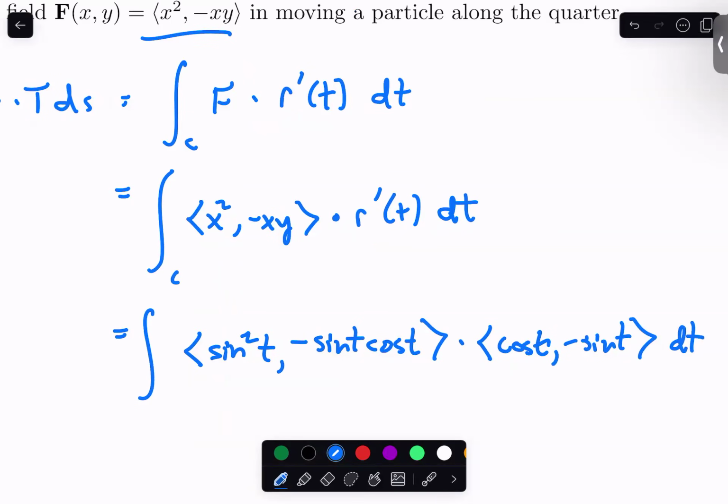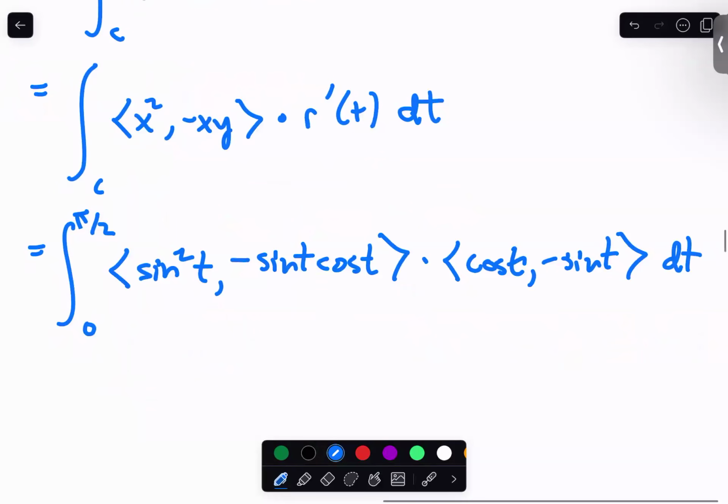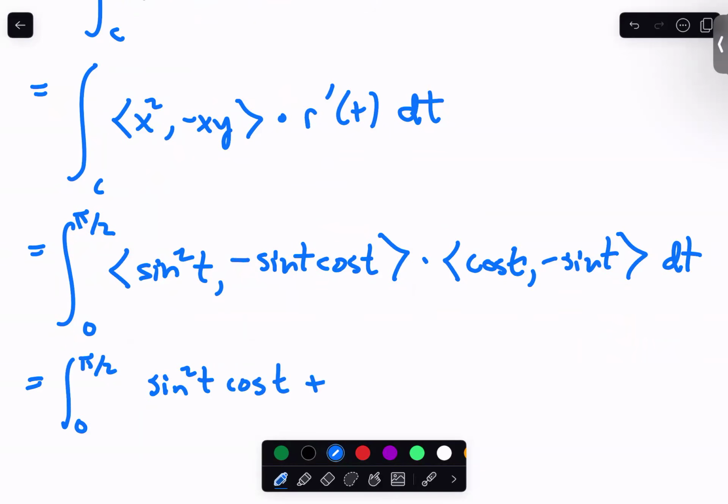Now that we have this all in terms of t's, and we know our bounds for t, right? We discussed that t should run from 0 to pi over 2 if I want to be on the quarter circle. This right here is the bulk of the hard part of this problem, really doing the correct setup. From here on out, we have a dot product, but that's not too bad. So we can evaluate out our dot product. We're going to have what? Sine squared cosine minus a negative, so plus sine squared cosine.